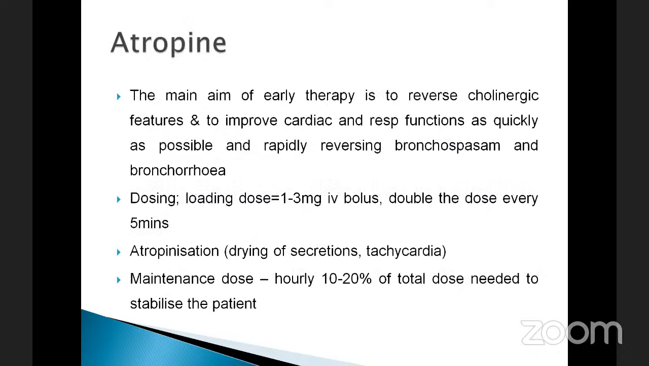Coming to atropine, the main aim of early therapy is to reverse cholinergic features and to improve cardiac and respiratory functions as quickly as possible, and rapidly reverse bronchospasm and bronchorrhea. Coming to dosing, it has a loading dose of 1 to 3 mg IV bolus, and double the dose every 5 minutes. Excessive atropine can also cause atropinization, which leads to drying of secretions and increased heart rate. And the maintenance dose is hourly 10 to 20% of the total dose needed to stabilize the patient.